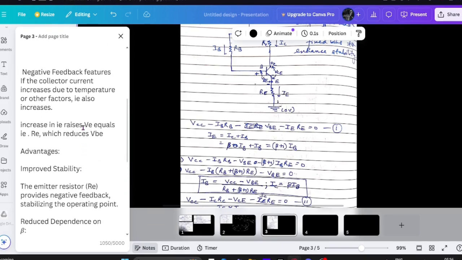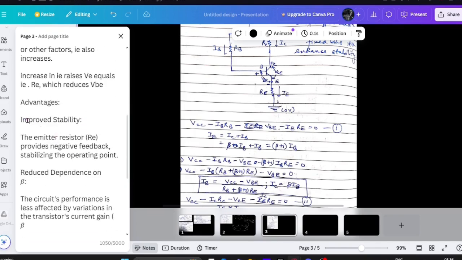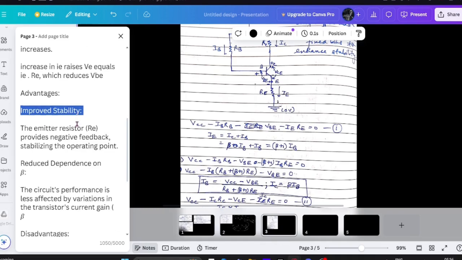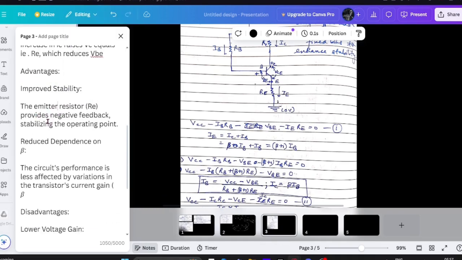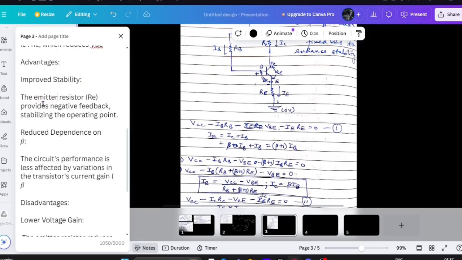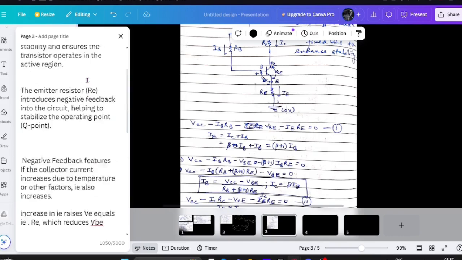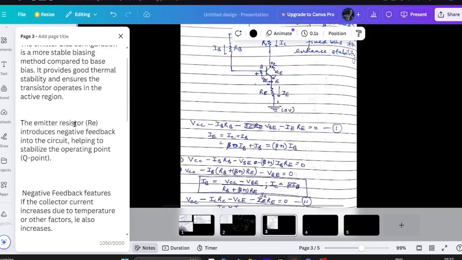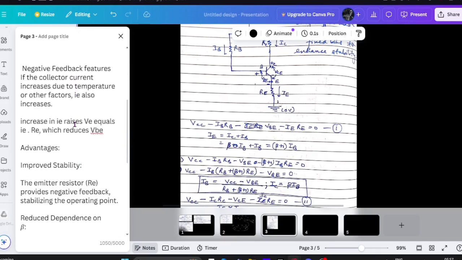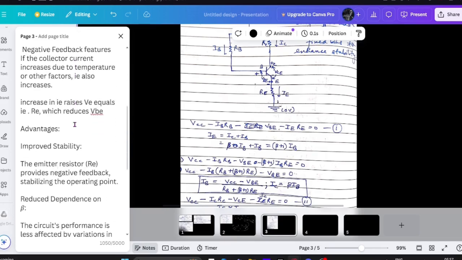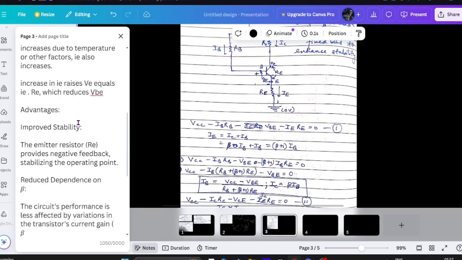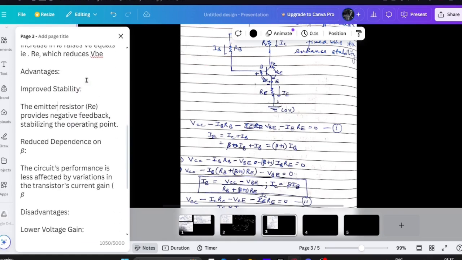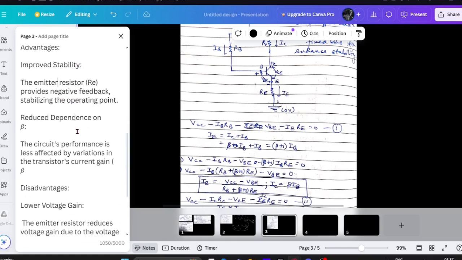Advantages for this emitter bias configuration would include improved stability, which has been the primal factor for us to opt for this very configuration. Improved stability has been justified here, since the emitter resistor provides negative feedback, it stabilizes the operating point, which has been explained in this: there is a better, more convenient approach to the thermal variation that occurs in base bias, and in emitter bias we do not face that very problem.